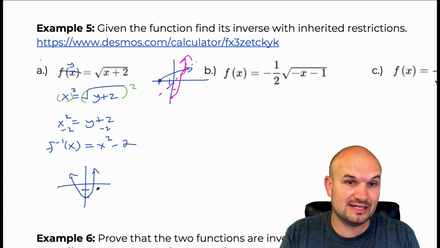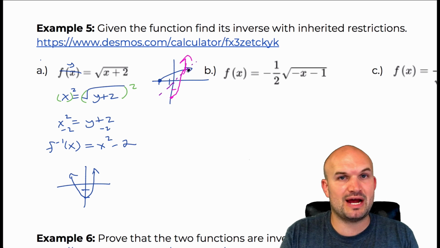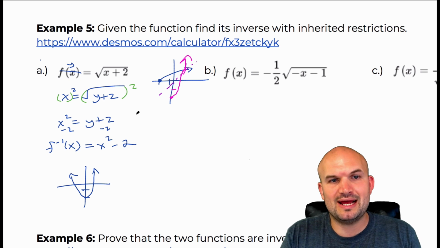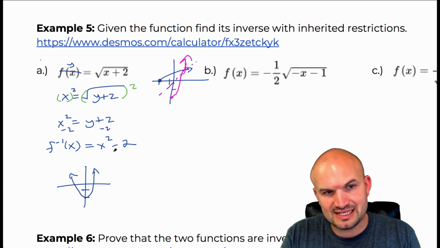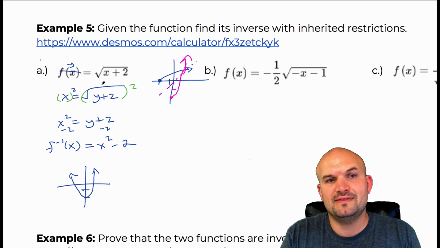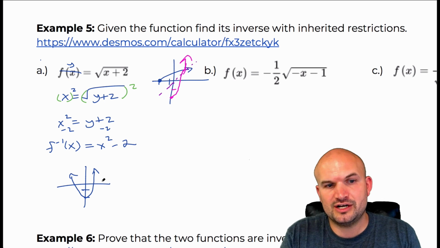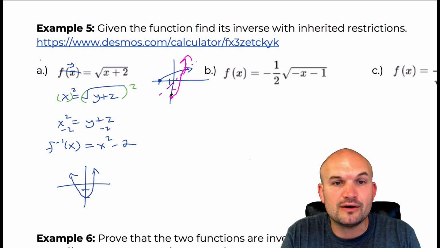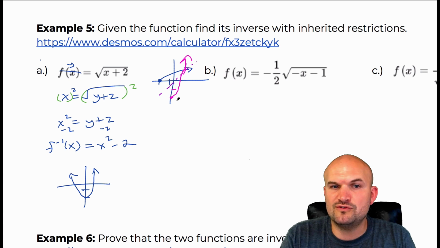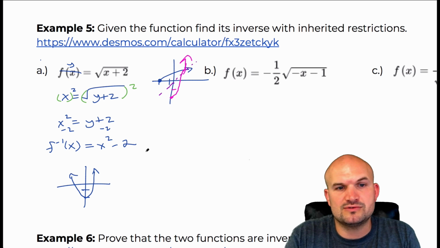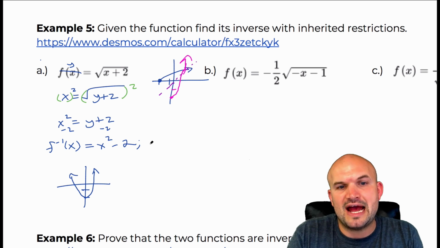And that graph looks like this. But that's not the same thing as my inverse graph. So what we need to understand here is that this function is not the inverse of that function. That function is like that. So we've got to restrict this over here. You can see that this is true for all values that are greater than 0. So all I need to do is add a domain restriction saying x has to be greater than or equal to 0.